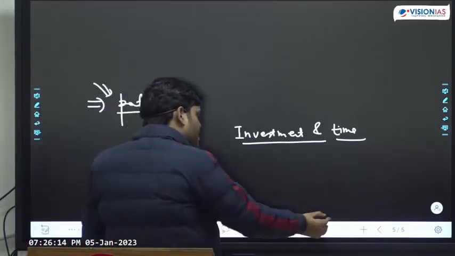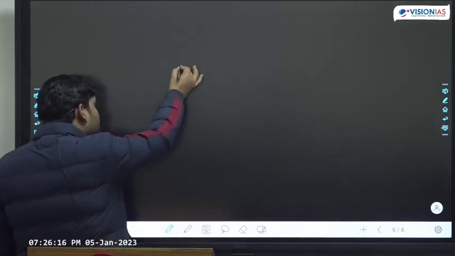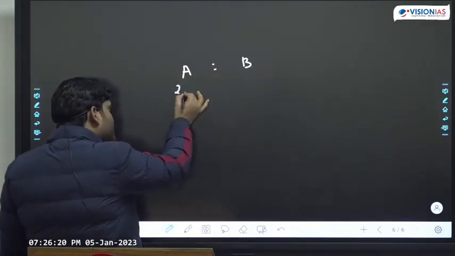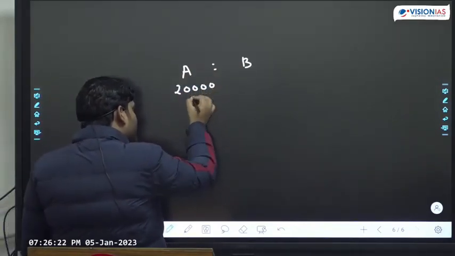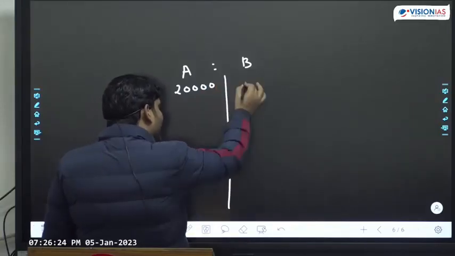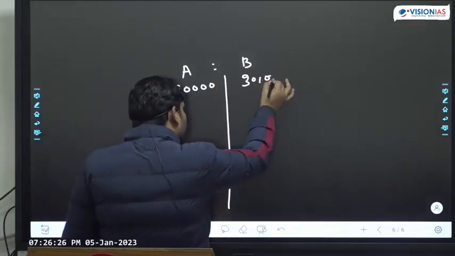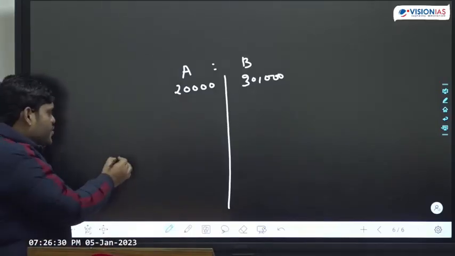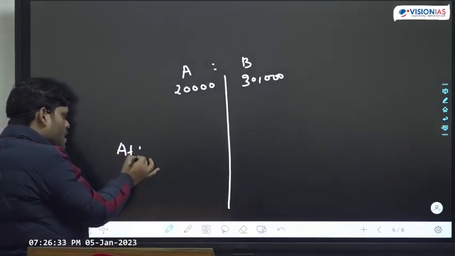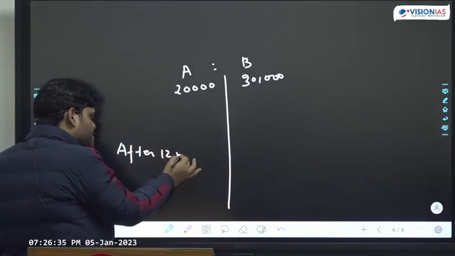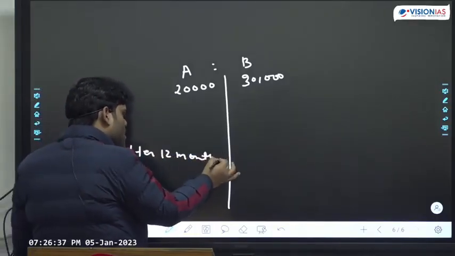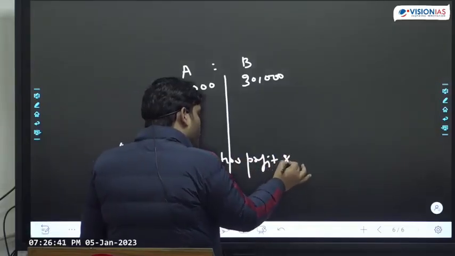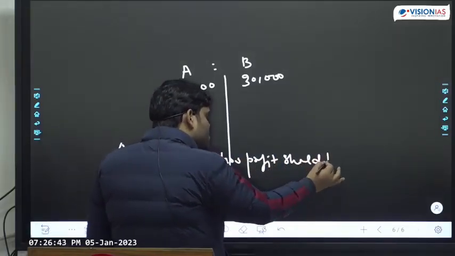So for example, suppose there are two persons A and B. A has put some 20,000 rupees in a business and B has put some 30,000 rupees in the business. So the question is, after 12 months, how should the profit be divided?